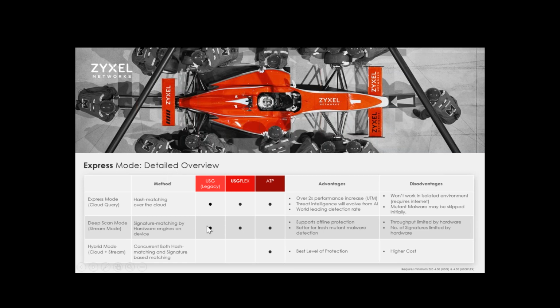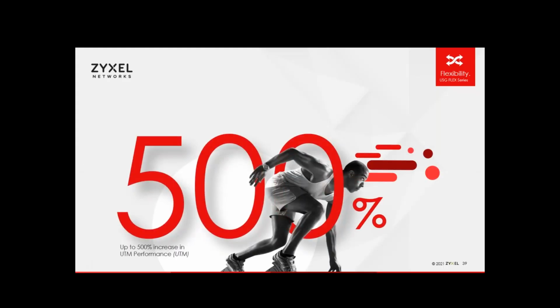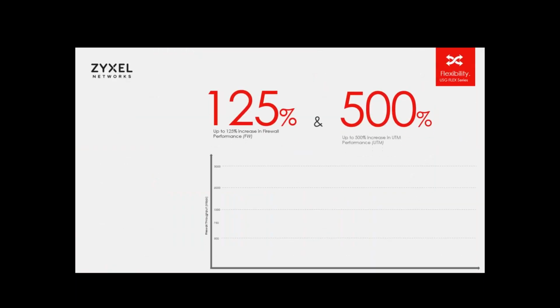And you can choose your mode of working, so express mode or deep scan mode, depending on obviously your requirements. So maybe you haven't got an internet circuit online, so you'd have to update the signatures regularly, but basically you would use a different type of solution for some of these offerings. One of the things we have done with testing of these modes is that it's a huge increase in UTM performance using the new hardware, using the cloud-based engines and so on and so forth.